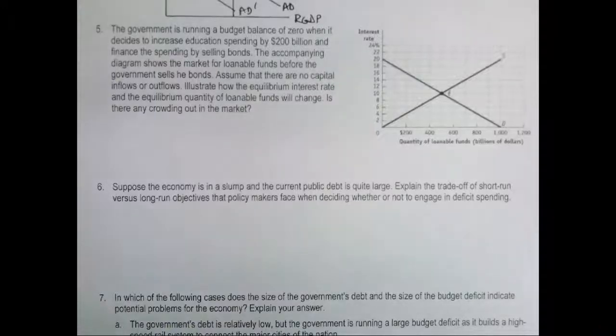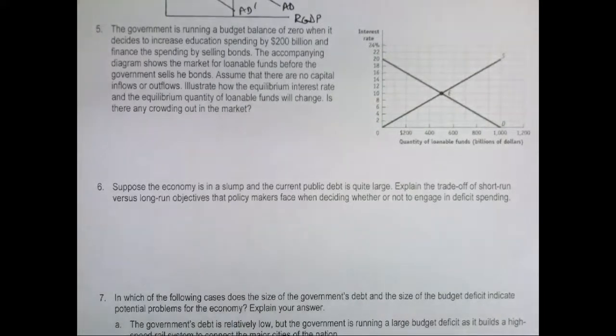In this question, we're looking at a situation in which the government had a budget balance of zero, that they were borrowing nothing. But now the government has decided that they want to increase education spending by $200 billion, and they're going to do that by taking on debt. So how does that impact the equilibrium interest rate and quantity of loanable funds in the loanable funds market?